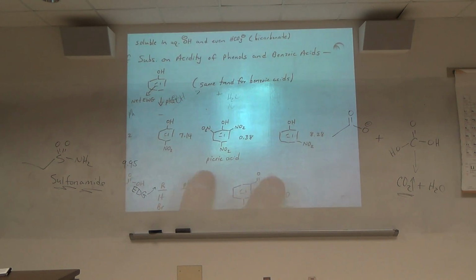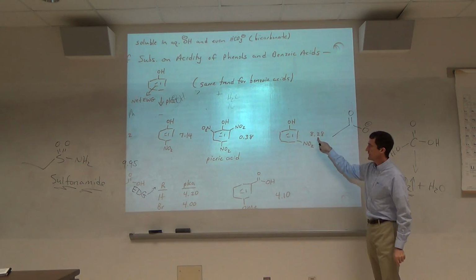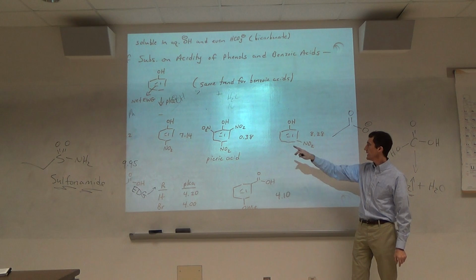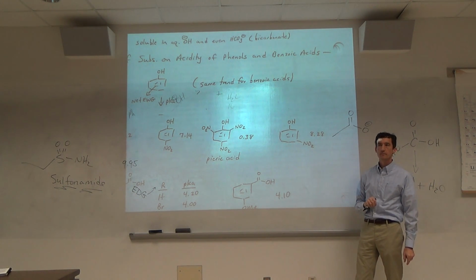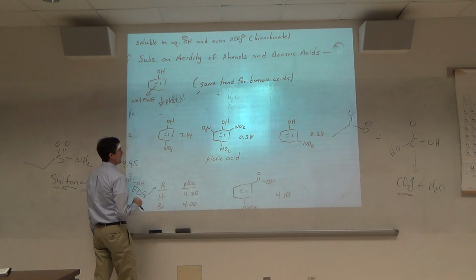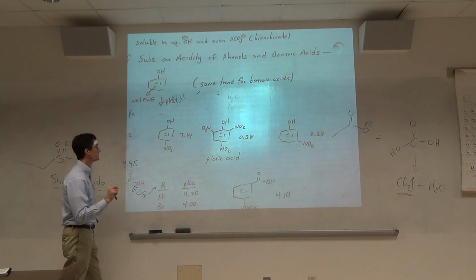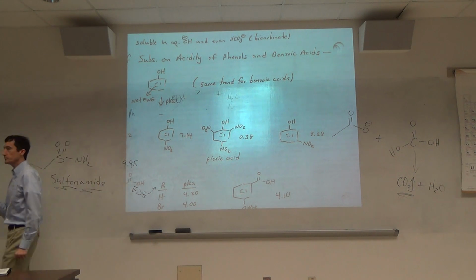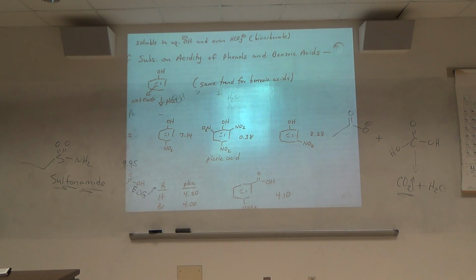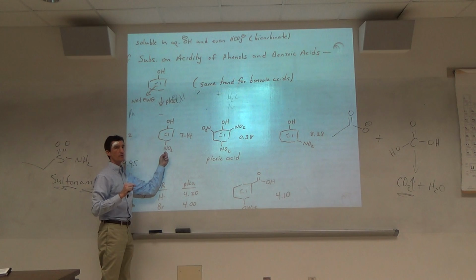Now let's look at this. Position matters. Paranitro 7.14, meta 8.28. Which is more acidic? Para. Why is this not as acidic? Has to do with resonance. This is a lot like NAS. Where did the nitro or the electron withdrawing group have to be to do the NAS reaction? Ortho or para. Para. But more of an effect here.